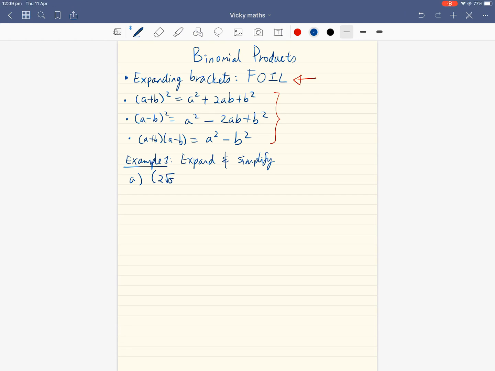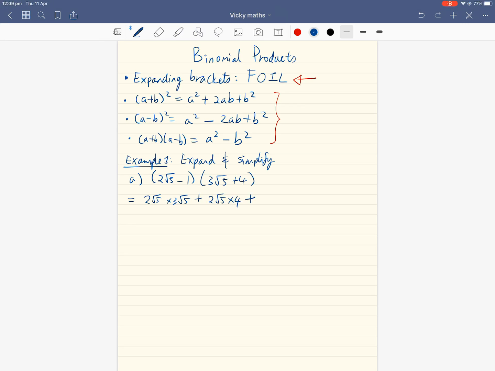Brackets 2 root 5 minus 1 times 3 root 5 plus 4. So two brackets multiplied by each other. The default way to go is just to FOIL it. So multiply the first terms first. That's 2 root 5 times 3 root 5. And then we need to do the outer, O for outer. So that's 2 root 5 times 4.